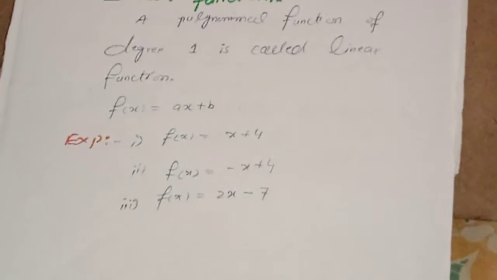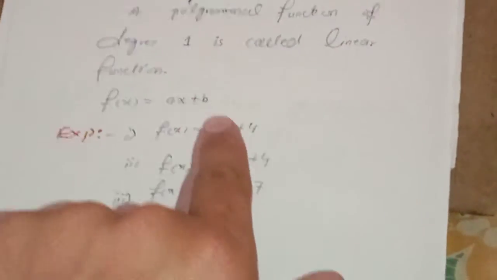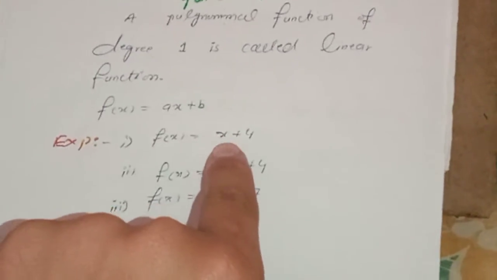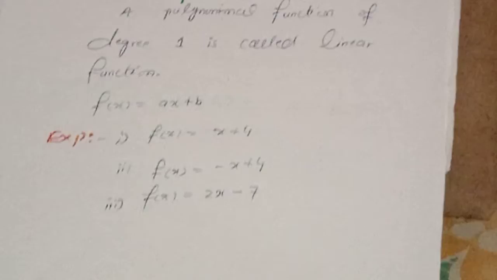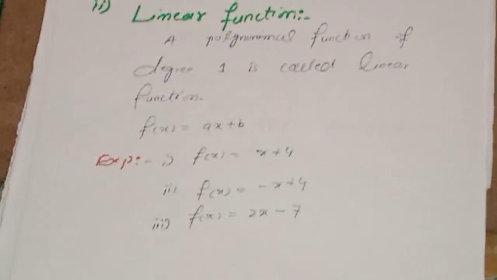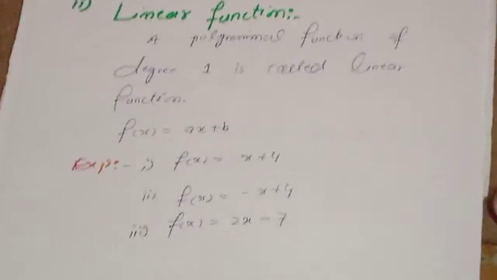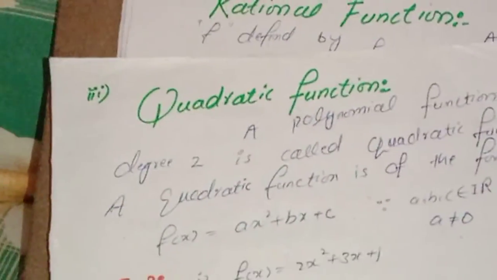Now example, if f(x) is equal to x plus 4, the degree of this is 1 because the highest variable power is 1. Number second, if f(x) is equal to minus x plus 4. Number third, 2x minus 7. The highest variable power is 1, so we can say that it is a linear function. Number third is a quadratic function.